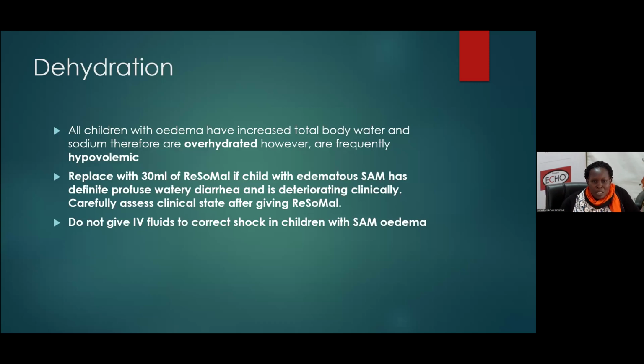So immediately you finish giving the ReSoMal, remember ReSoMal is an oral solution. It's not intravenous, it's oral. You're going to have to reassess the clinical state of the child. If the child is showing features of heart failure, like the edema is worsening, they are having difficulty breathing, or their level of consciousness is changing, it means you have over-rehydrated this child. Stop the ReSoMal. Please don't give diuretics. Okay, next.